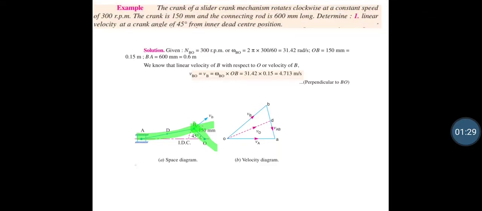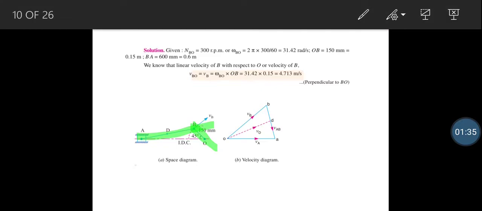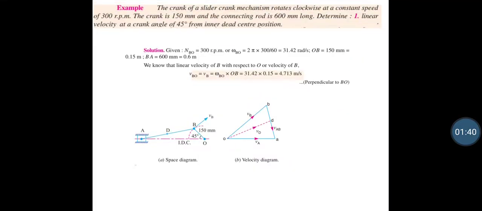So what we have to do is determine the linear velocity at the crank at an angle of 45 degrees. First of all, we will write the given data.